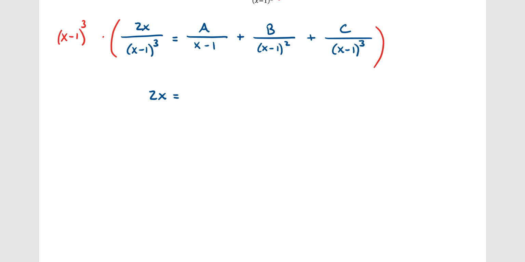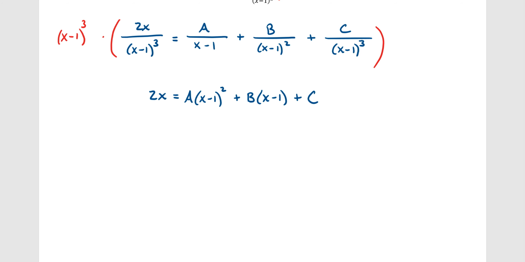When we multiply it by the A term, one of those factors of x minus 1 cancels, and that means we're going to have two of them left, so it's going to be A times x minus 1 squared. When we multiply the B term, two of the factors of x minus 1 cancel, so we're going to be left with one of them. And then lastly, when we multiply the C term, we have x minus 1 cubed divided by x minus 1 cubed. They completely cancel, and we're just left with C.